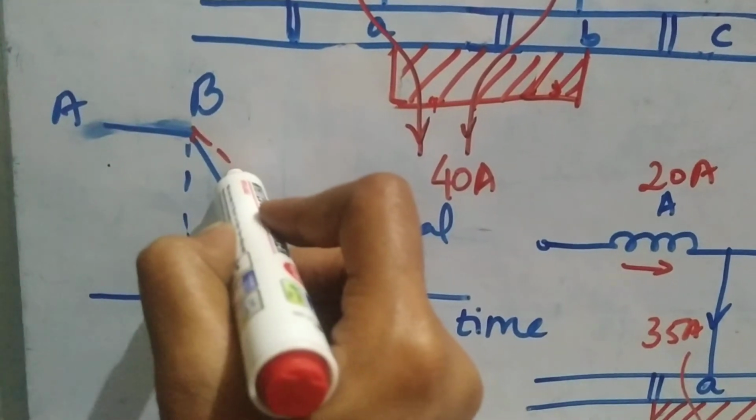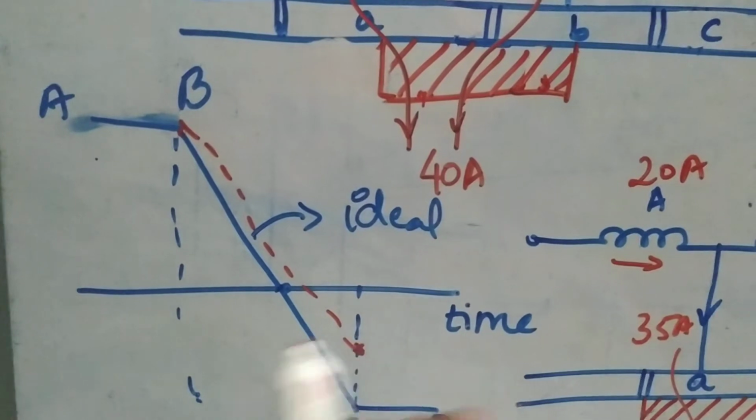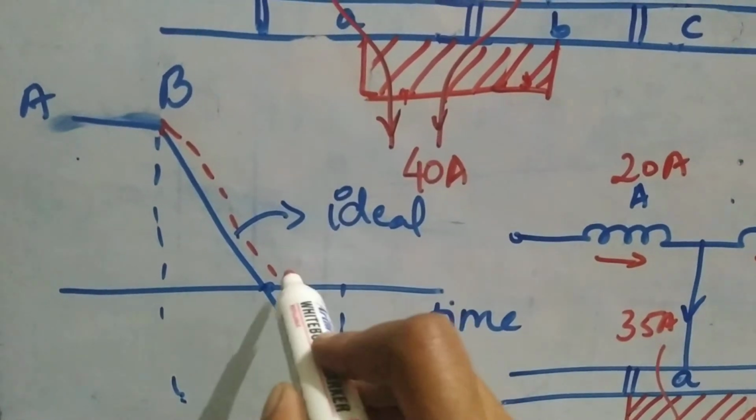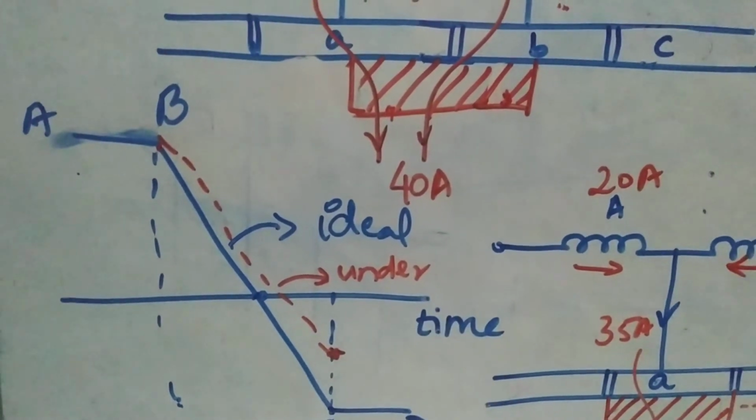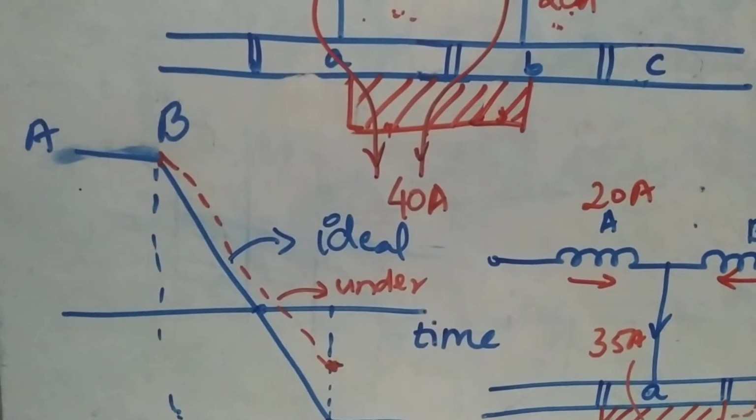Suppose it takes a certain period of time to reach this point. Then that will be the under commutation. So that process will be the under commutation. Directly it will not change from plus I to minus I.